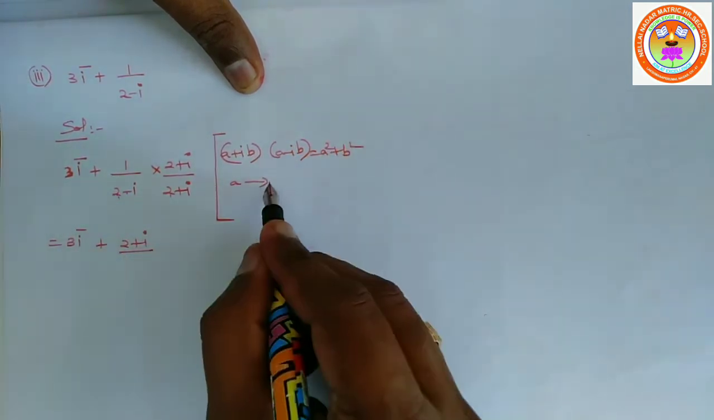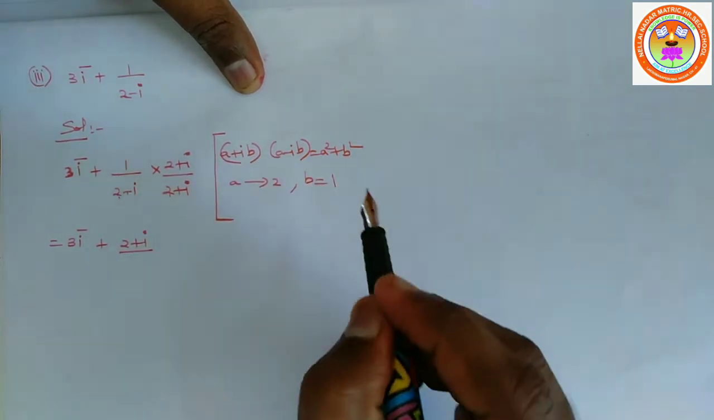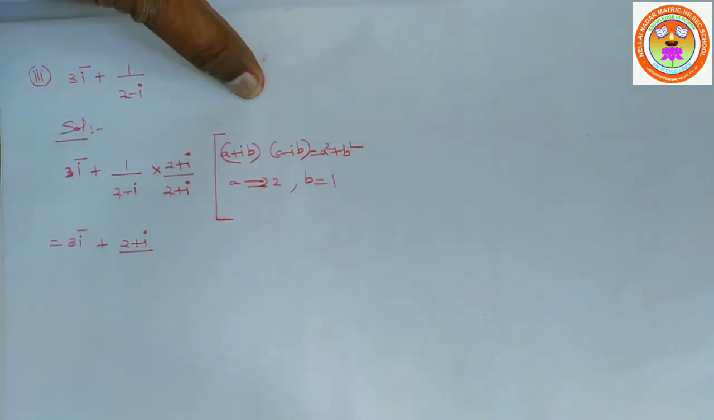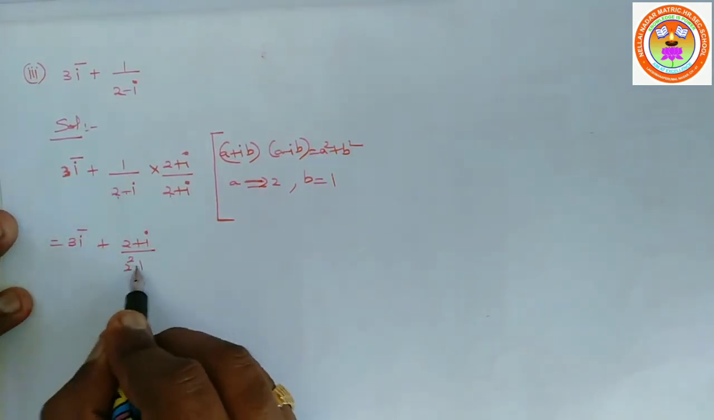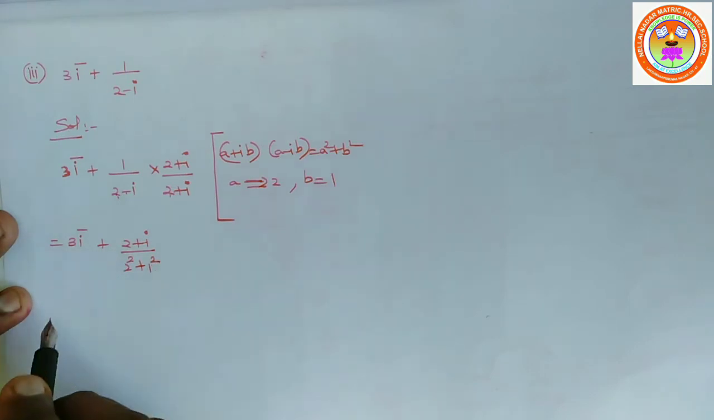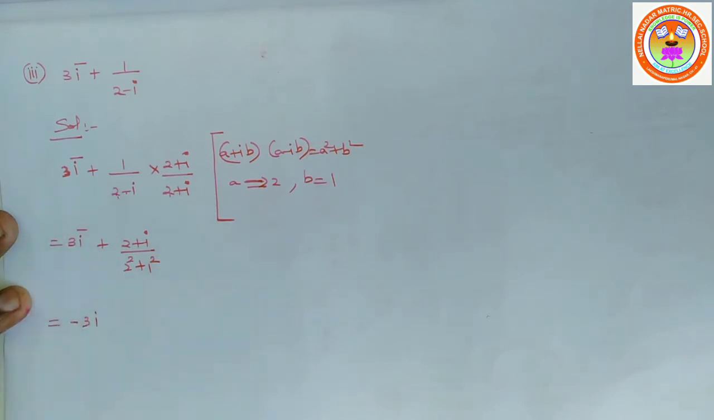What is a here? 2. What is b here? The coefficient of i is 1. So a is 2 and b is 1. So 2 square plus 1 square. The 3i bar is present, so I can write it as minus 3i. The conjugate of 3i, I can write as minus 3i.